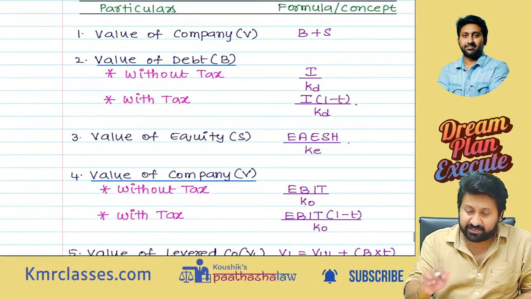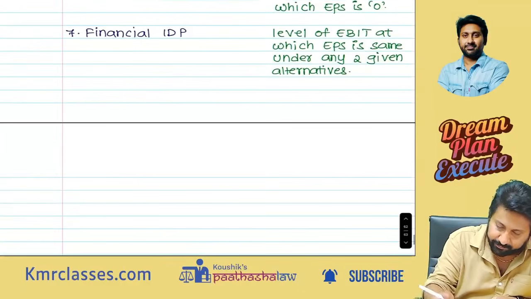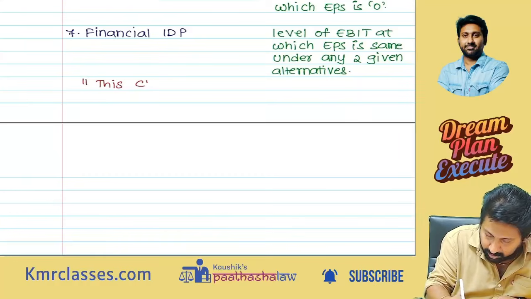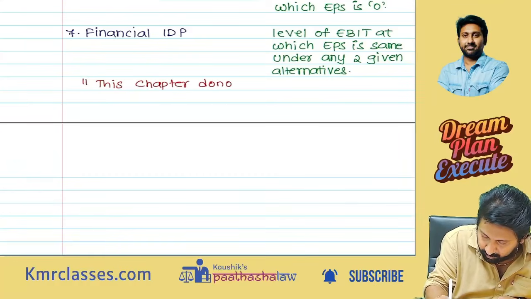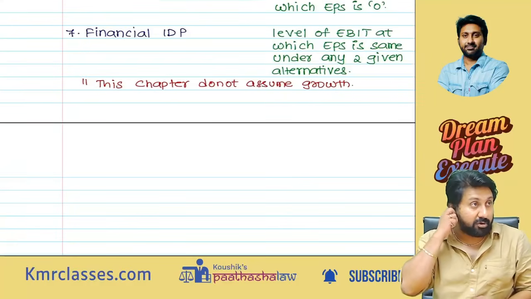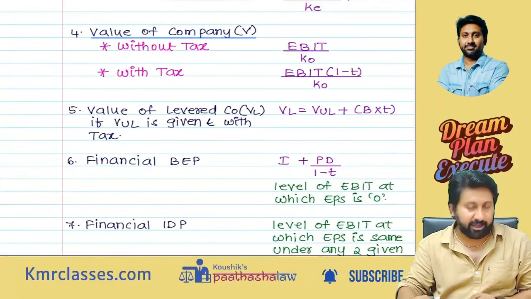Means you should understand one concept here. What is the concept that you need to understand? This chapter does not assume growth. That's why you will never see any growth here.